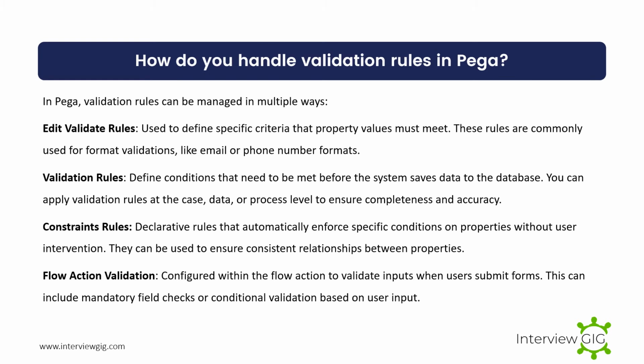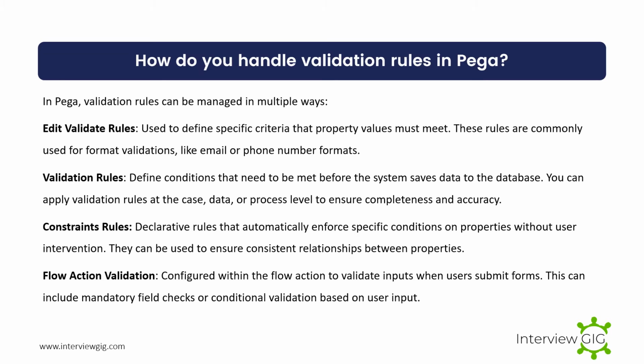How do you handle validation rules in Pega? In Pega, validation rules can be managed in multiple ways. Edit validate rules, used to define specific criteria that property values must meet. These rules are commonly used for format validations, like email or phone number format. Validation rules define conditions that need to be met before the system saves data to the database. You can apply validation rules at the case, data, or process level to ensure completeness and accuracy.